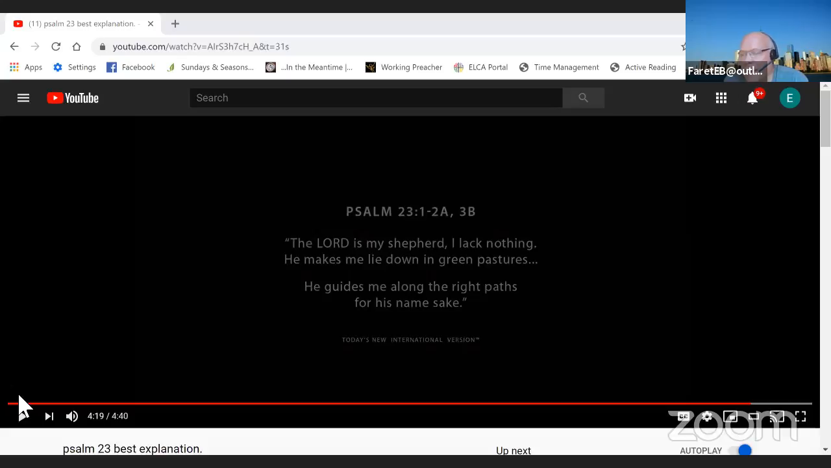I mentioned En-Gedi, which illustrates Psalm 23. That's the place that's just southeast of Jerusalem.